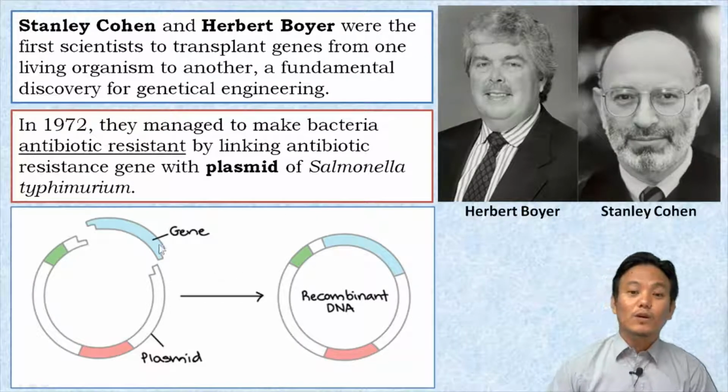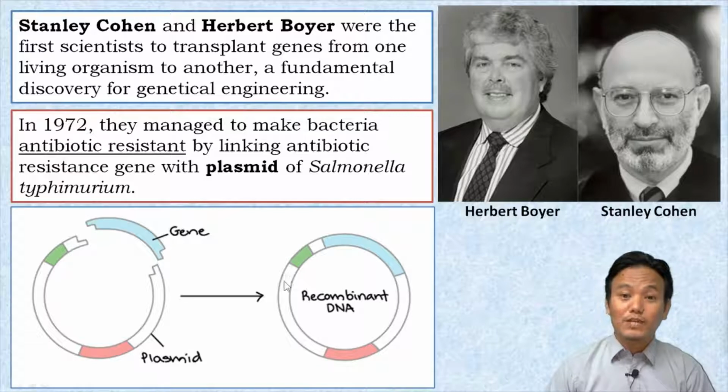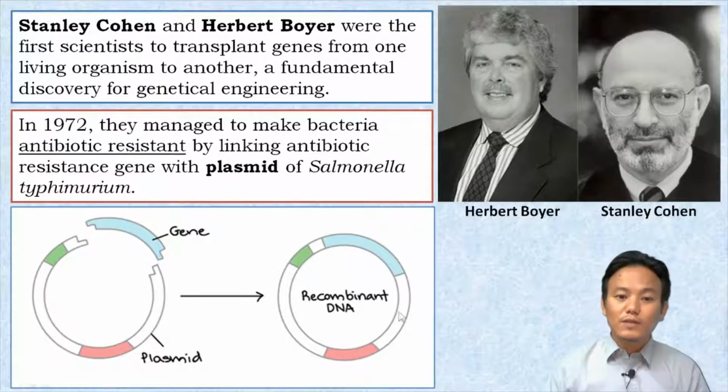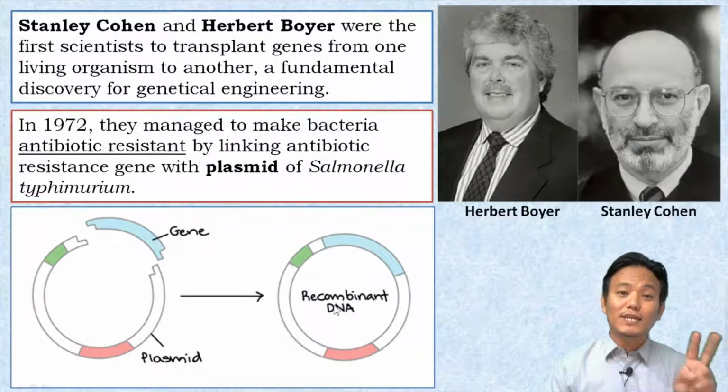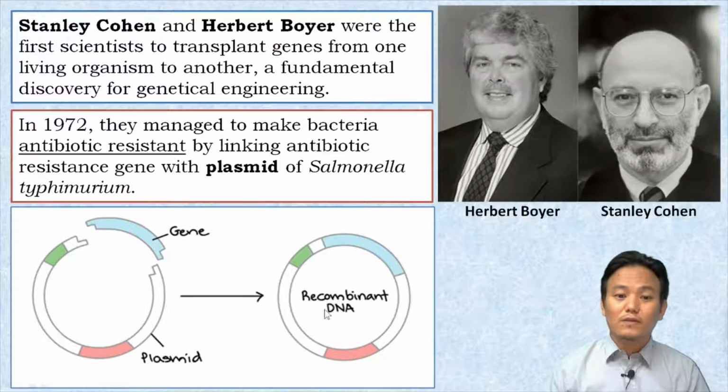So these two scientists were the first to create an artificial recombinant DNA. Now this circular DNA over here is called recombinant DNA because it contains DNA from two different organisms. Remember, these two scientists took this plasmid DNA from Salmonella typhimurium bacteria, whereas they took this antibiotic resistant gene from some other bacterium. And therefore, the combination of these two DNAs resulted in recombinant DNA.